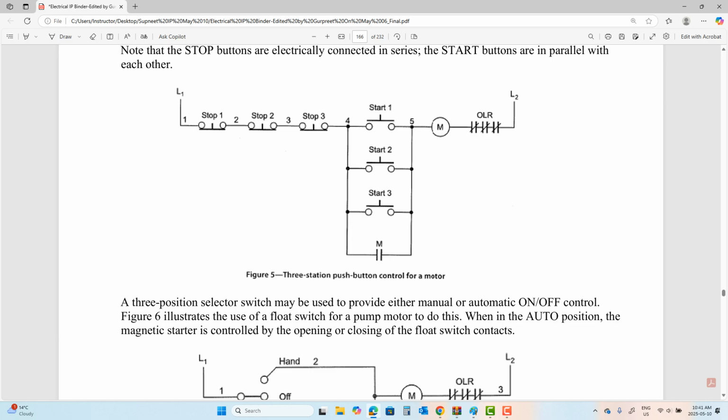Oh, we have multiple locations that you can start your motor from? Excellent. You have multiple stops and multiple starts. So multiple stops should always be in series with each other, so you could stop this circuit from any location, but multiple starts should always be in parallel to each other.